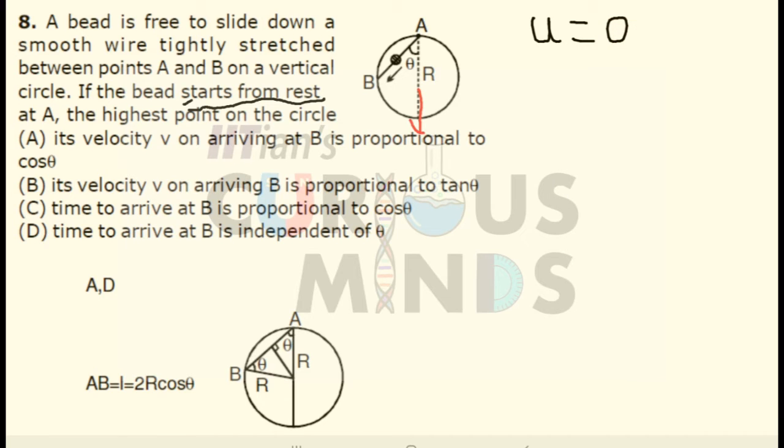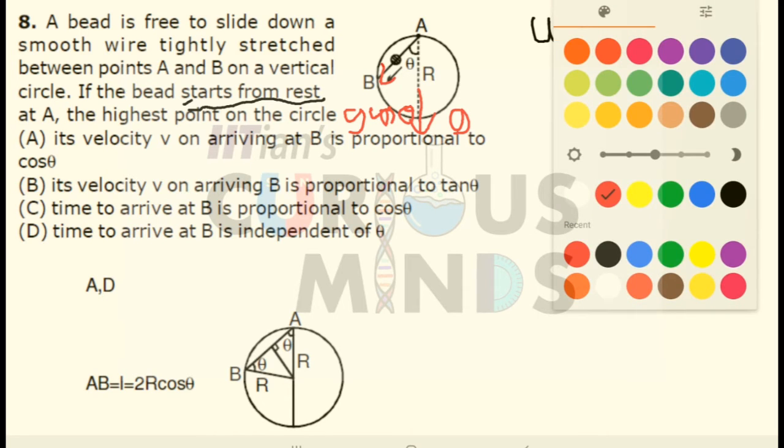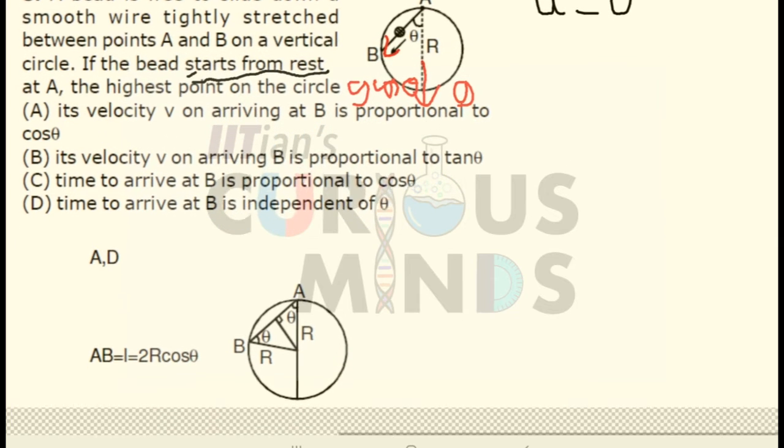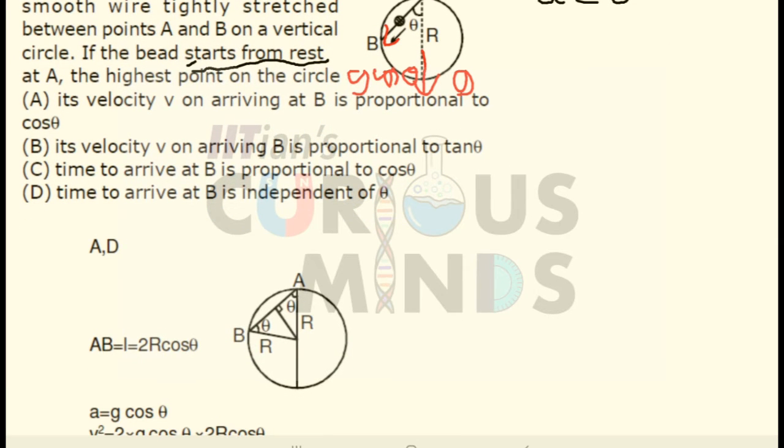Now over here, if I draw the vector, the bead experiences acceleration due to gravity in the downward direction. The bead is not free to move in the downward direction, but it is able to move in this direction. So in the direction of AB, the acceleration of the bead is equal to g cos theta.